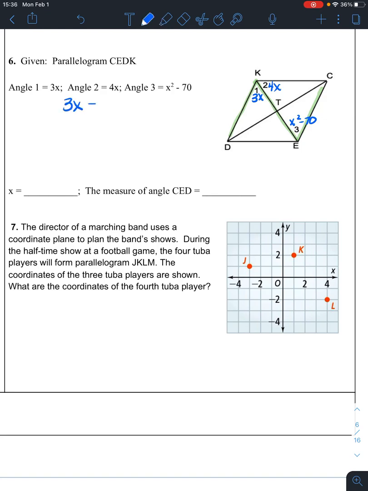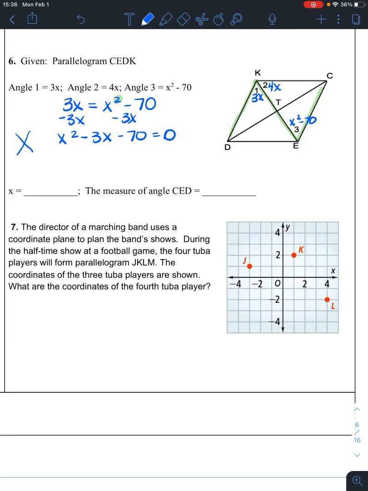So I've got 3x is equal to x squared minus 70. This is a factoring problem. I can tell because of that x squared. And so that means I have to set it equal to 0. So I'm going to subtract 3x from both sides. So I have x squared minus 3x minus 70 equals 0. I always write it so that it's in that order, x squared, x, constant, so that it's easy to factor.